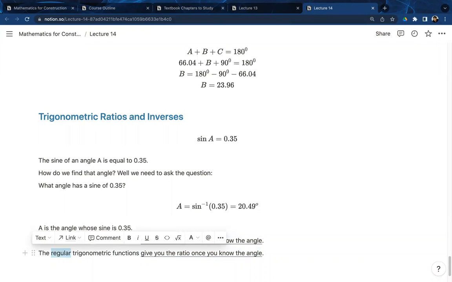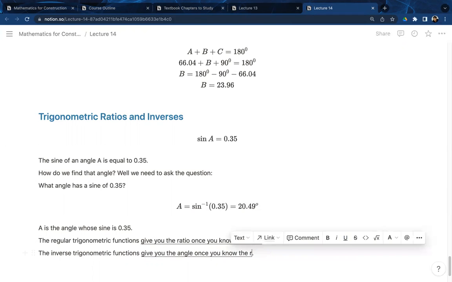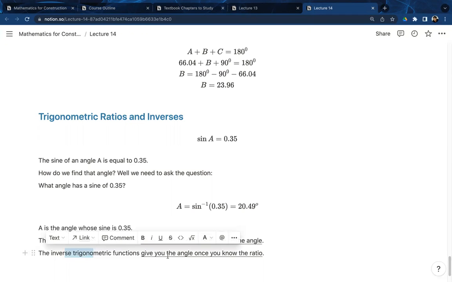The inverse trigonometric functions give you the angle once you know the ratio. Okay? So they're the inverses of each other. If you know the ratio, if you want to find the angle, you use the inverse trig function. If you know the angle and you want to find the ratio, use the normal trig function, right?